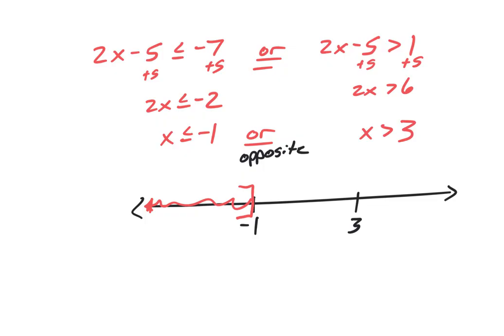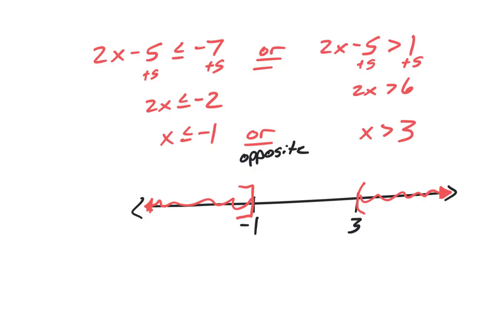X greater than 3, it's not equal to, so it's going to be a parenthesis, and it's going to be shaded to the right. These 2 graphs never touch one another, and most of the time they won't on an or statement. Ands will typically meet in the middle or come together. Ors will typically go away from each other or opposite. Okay, so that's our number line.